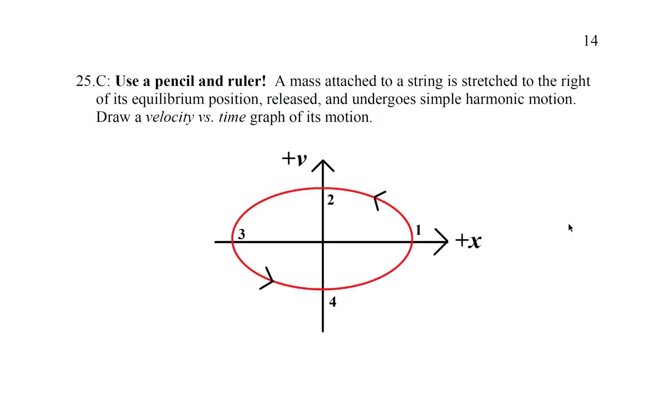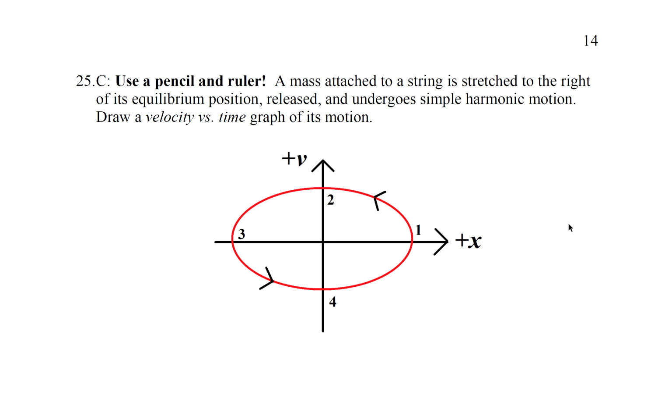Question 25. A mass attached to a string is stretched to the right of its equilibrium position, released and undergoes simple harmonic motion. Draw a velocity versus time graph of its motion. So look at 1. 1 is like x comma 5 comma 0. Okay? It's on the horizontal axis. That's where position 1 is. Then once you release it, the x decreases and the velocity increases, so then you go to 2.